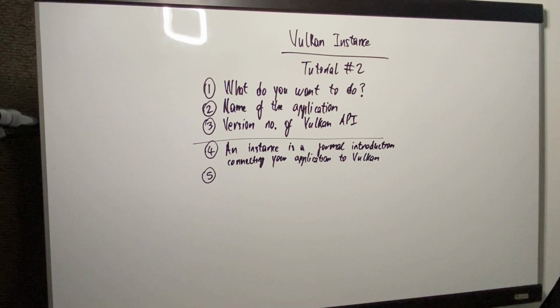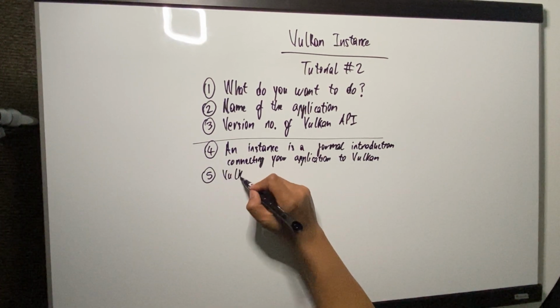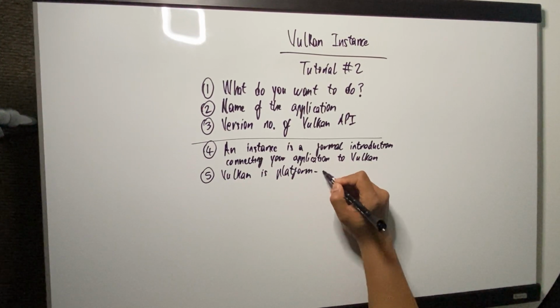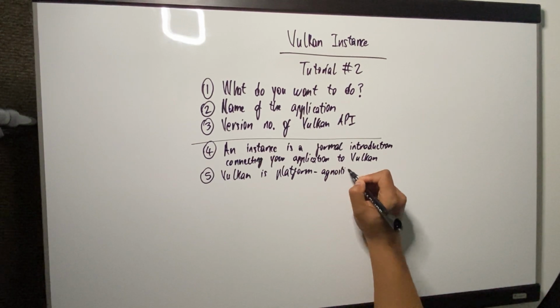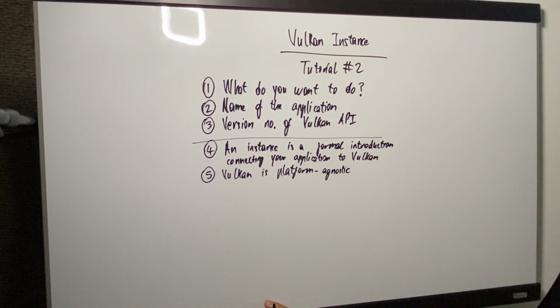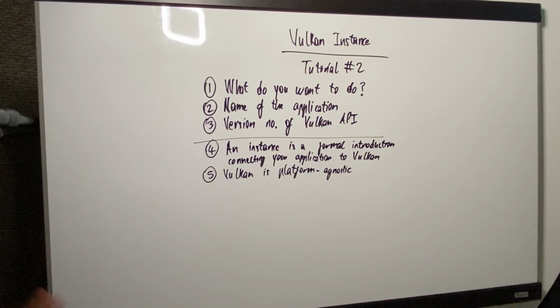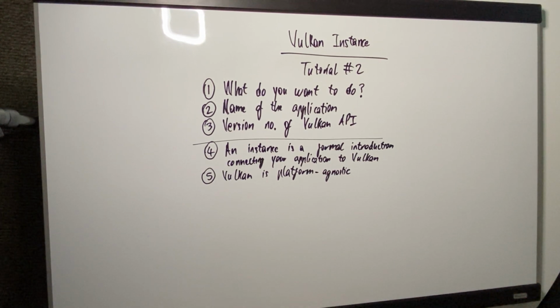Number 5, Vulkan is platform agnostic. So Vulkan doesn't depend on you using specific kinds of hardware. You could run Vulkan on Android. You could run Vulkan on Windows, which is what our tutorials focus on. You could run Vulkan on Linux. You could run Vulkan just about anywhere. I think Raspberry Pi and all that stuff.